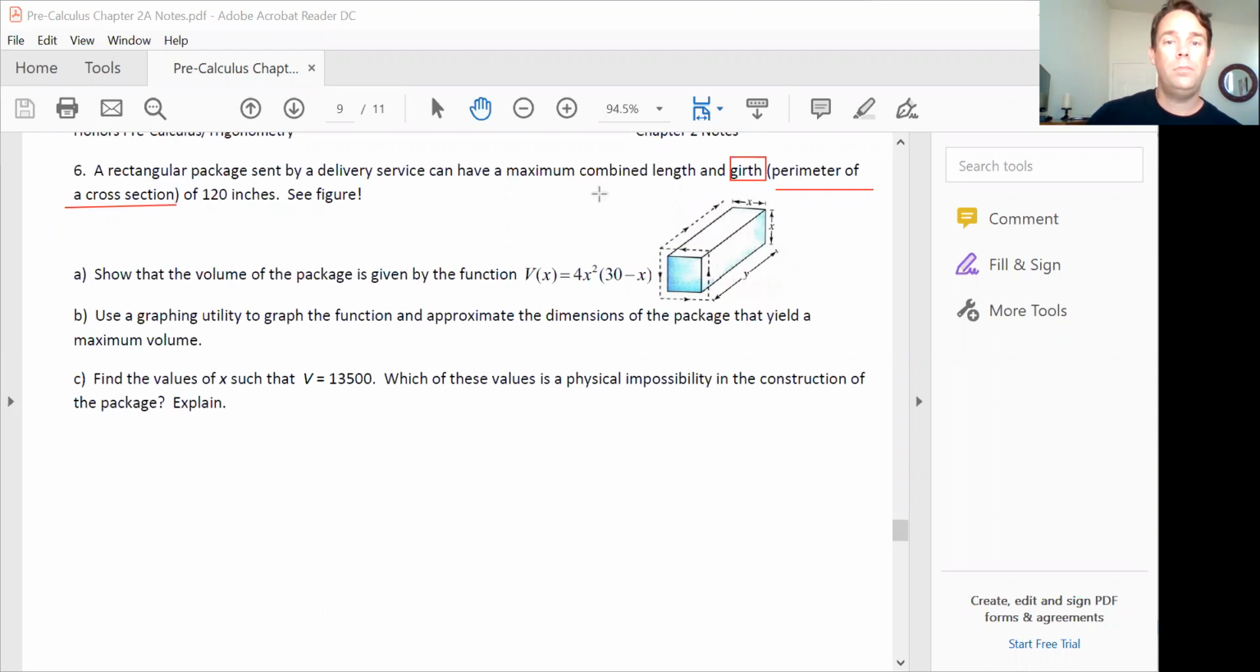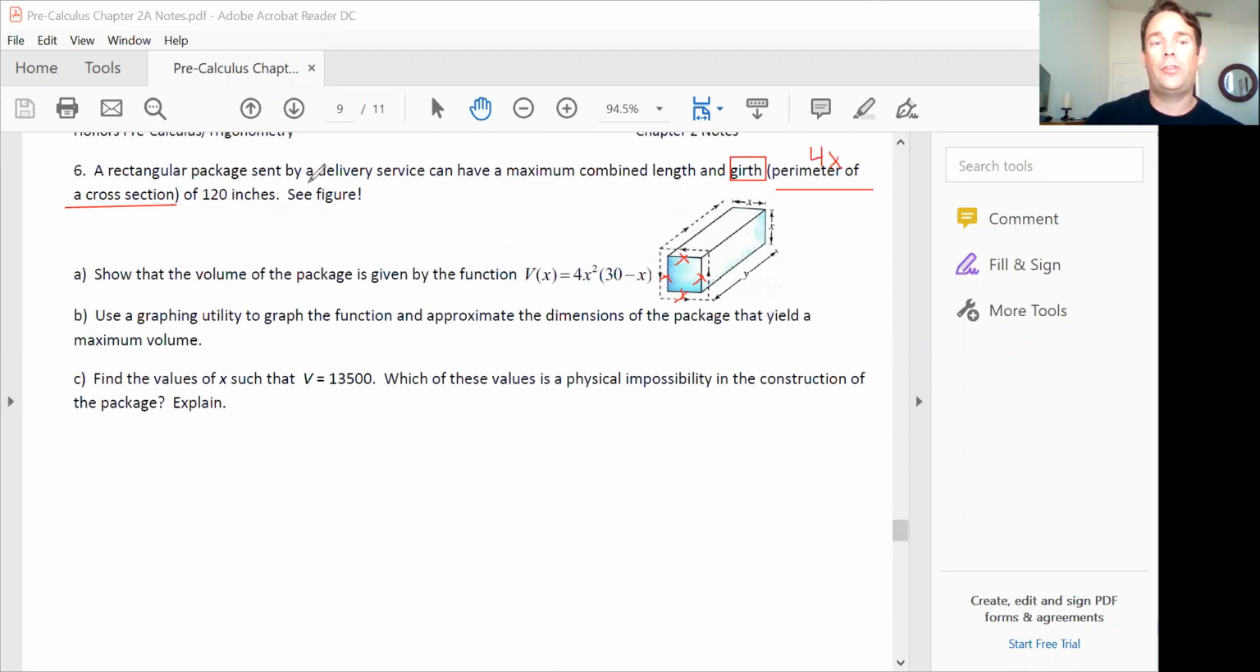All right. So girth, the perimeter of our cross section, is 4x. Notice we have our x's here. That means the girth is x, x, x, and x. So our girth, the perimeter of the cross section, would be 4x.